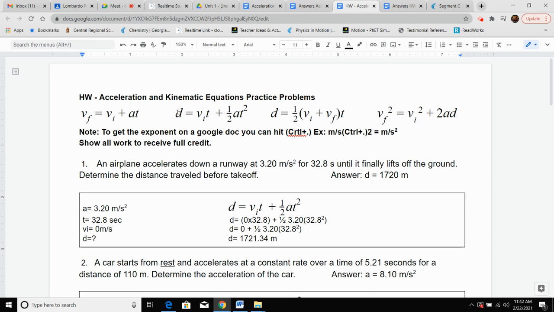Doesn't have D, so it's not in there. This one doesn't have VF, so it's not in there. So I'm looking at one of these two. Well, we're looking for A. We don't have time, so it's got to be over here at the fourth one.